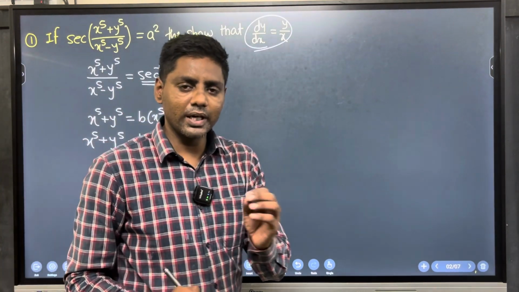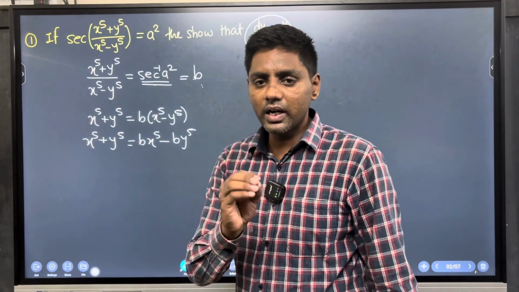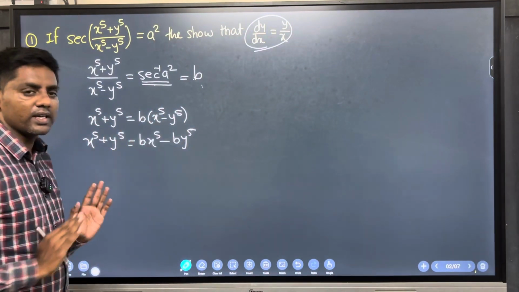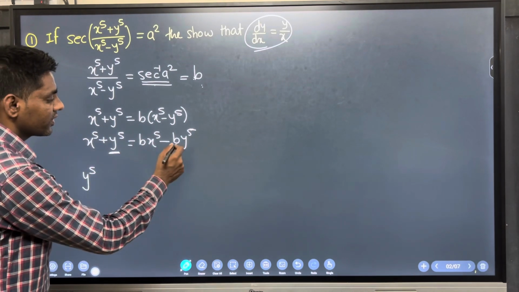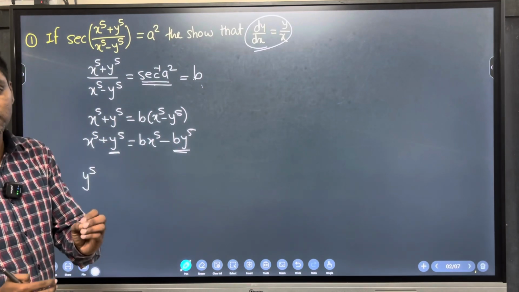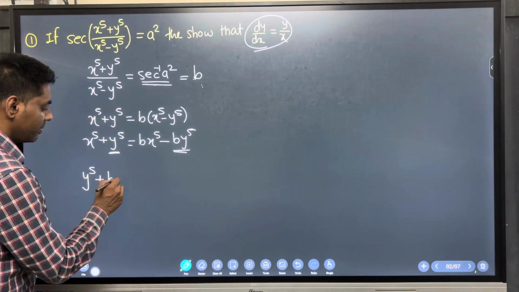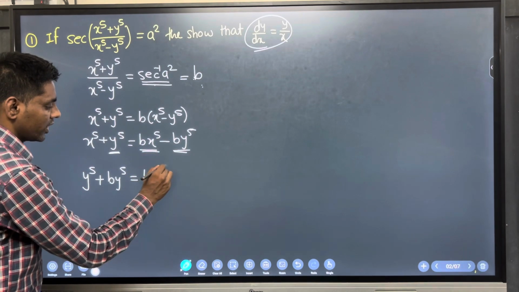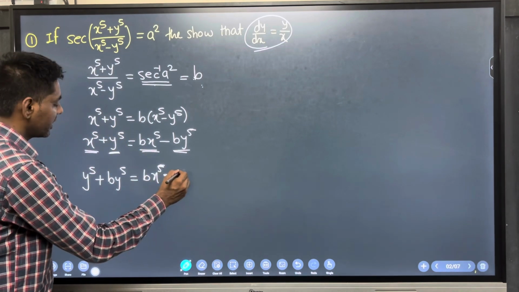Once the bracket is solved, after the bracket expansion, we have to remember to write all y terms on the left hand side and all x terms on the right hand side. Here this is the y term, so write it as it is. The next is a minus term, so when it goes to the left hand side it becomes positive. Remember the sign convention, the sign changes. So minus becomes plus b y raised to 5 equals b x raised to 5, and on this side x raised to 5 plus, when it goes to the other side, becomes negative x raised to 5.